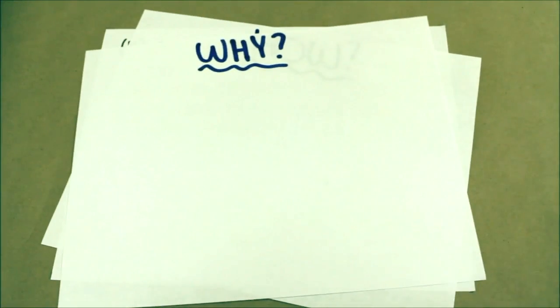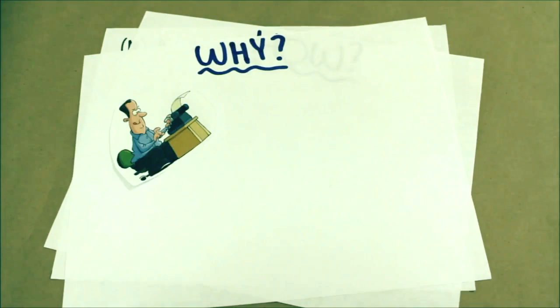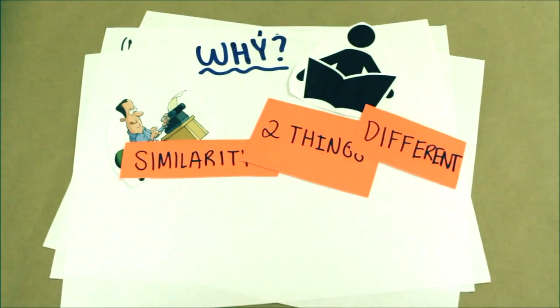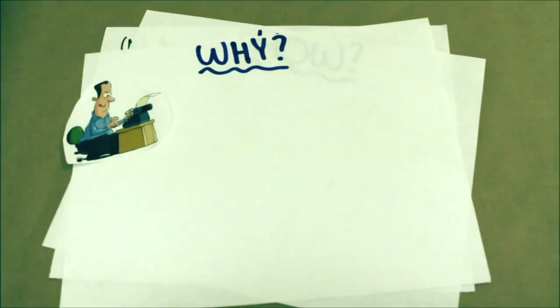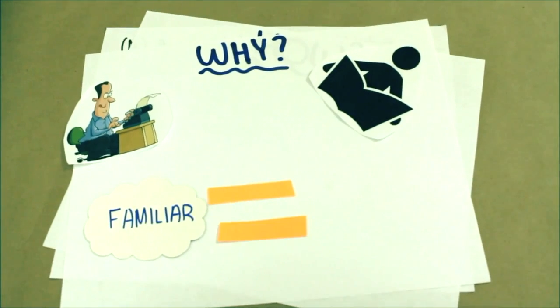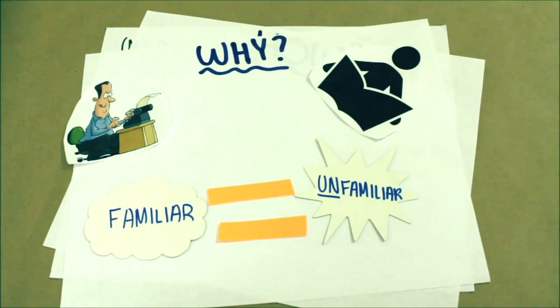So, why do we use false analogies? Authors use them to show readers the similarity between two things that are actually different. Authors also use false analogies to show readers that something unfamiliar is similar to something familiar. In this way, the reader can use his or her prior knowledge and relate it to the unknown thing being described. So let's do an example.